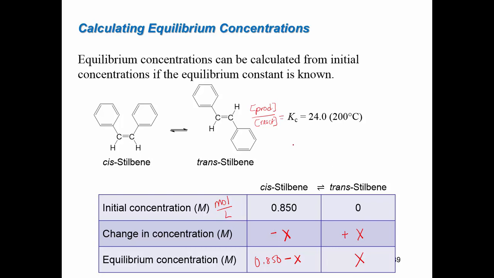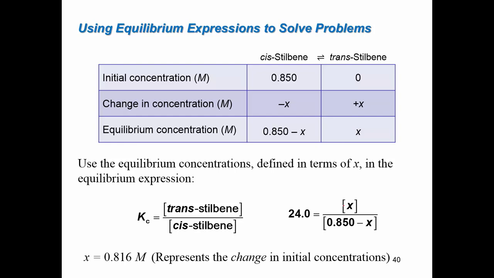Now I can then plug that in. So my Kc equals the concentration of the products divided by the concentration of the reactants, and that all equals 24. So the concentration of my products now in terms of variables is x over 0.850 minus x. So now I have this one equation and I have this one variable x that I need to solve for. Now, x represents the change in initial concentrations, okay? So we still need to solve this.